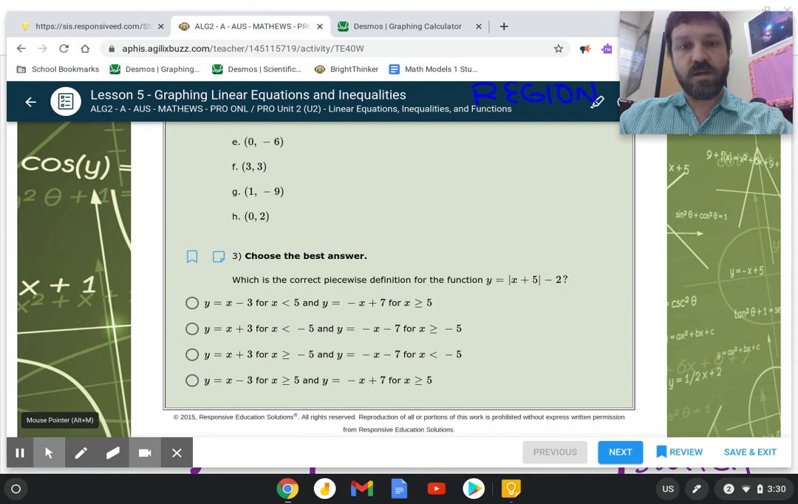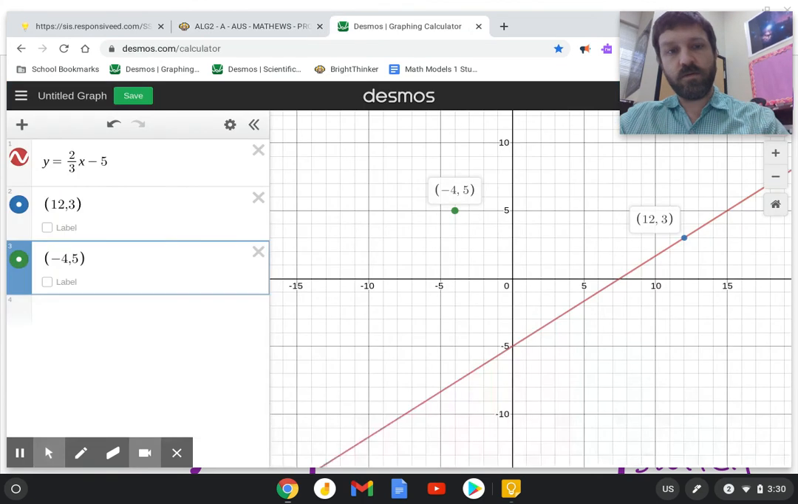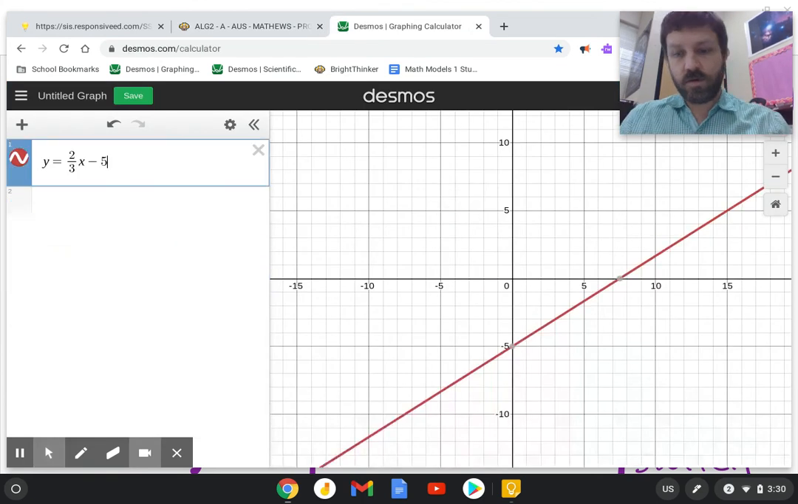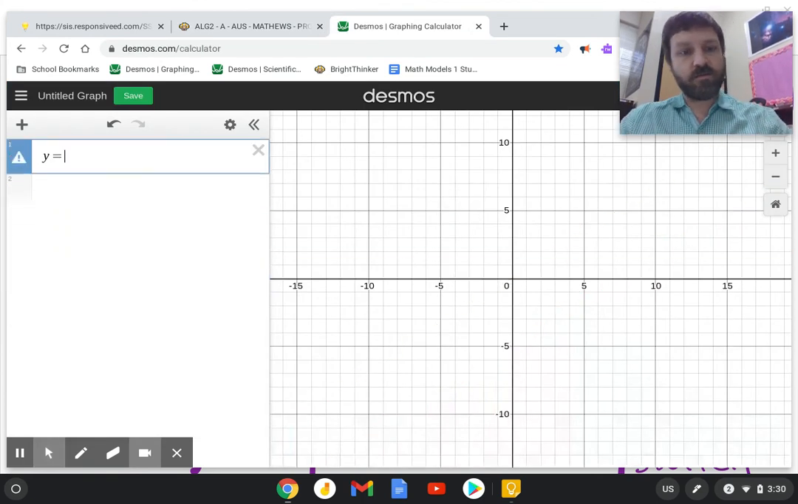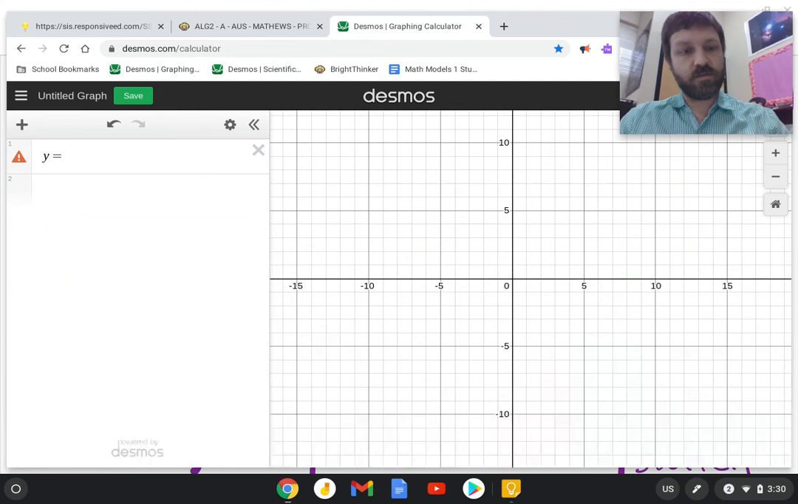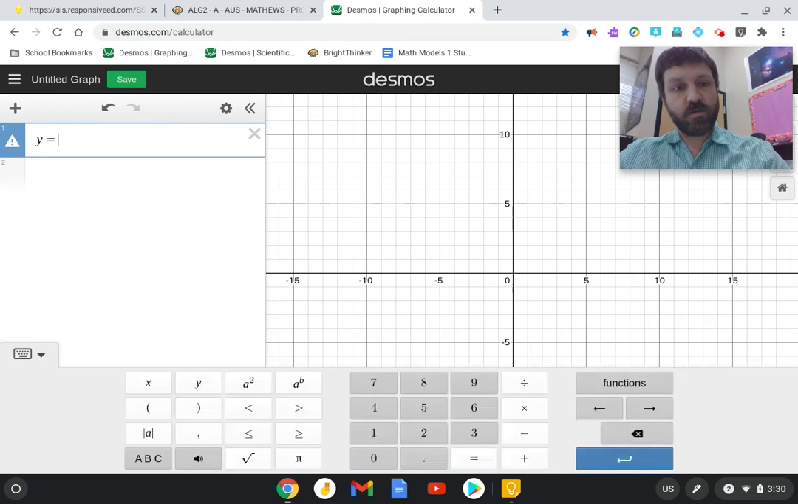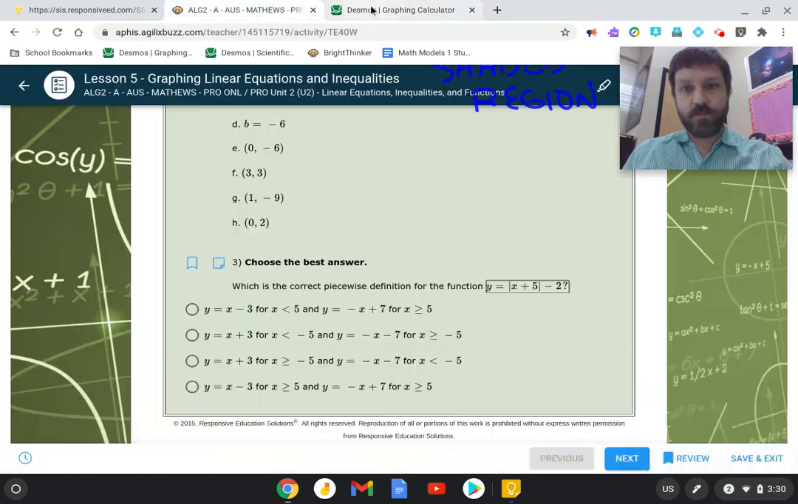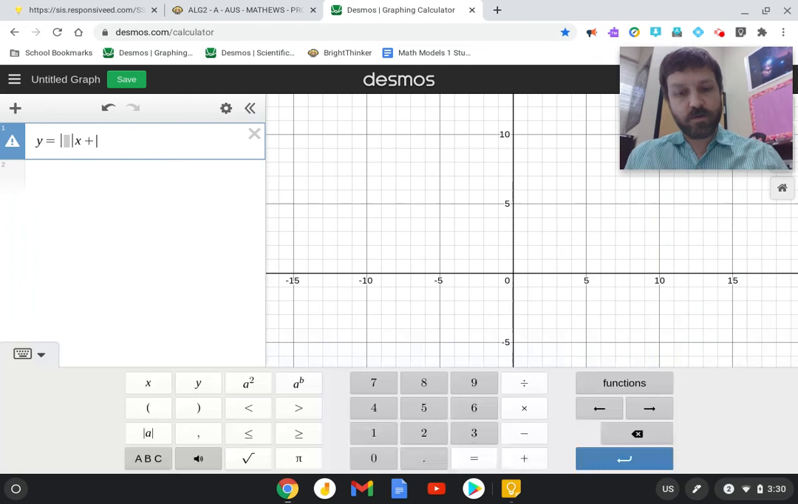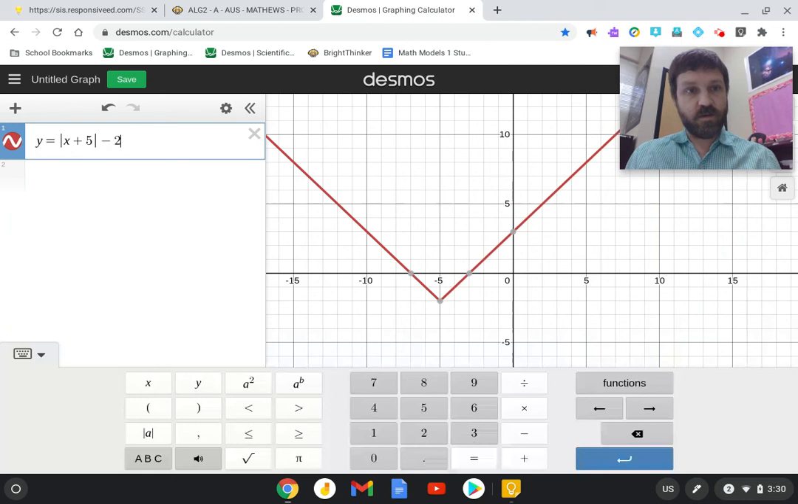So what you need to do is graph this function. Go over here, y equals, let's go ahead and put this in here. You have a button for absolute value on the Desmos graph. It's right here, where it's like a bar. And so inside of that, I would type x plus 5, then minus 2. Oops. Make sure that goes |x + 5| minus 2.